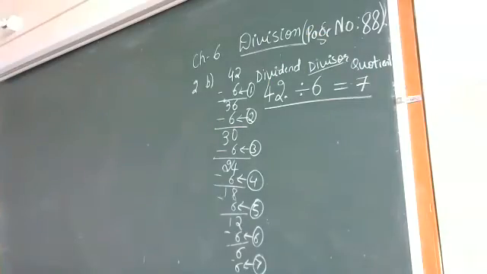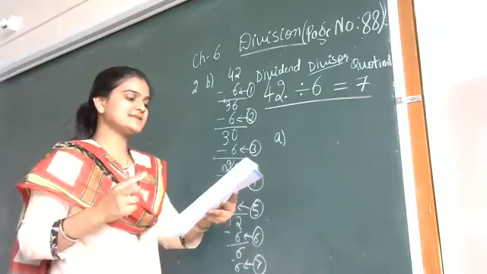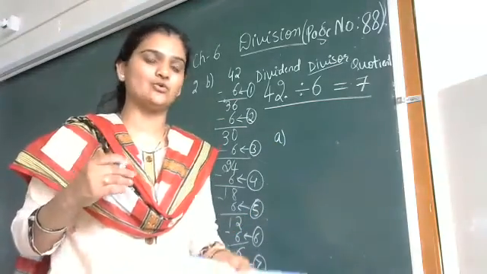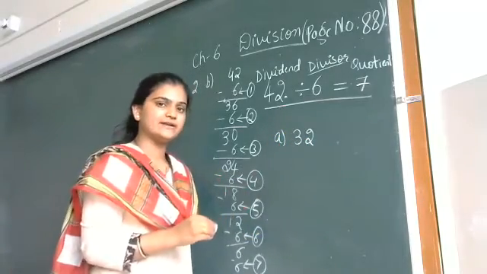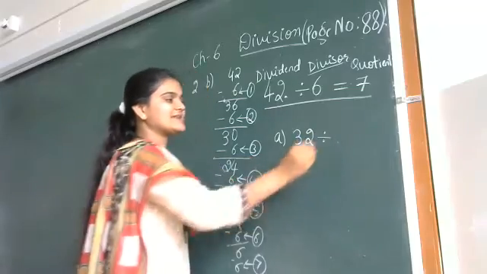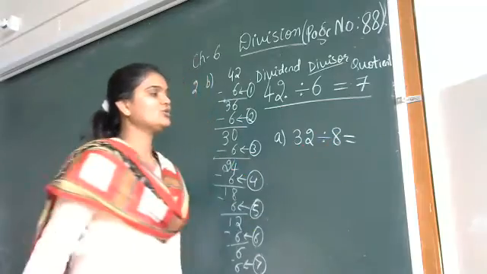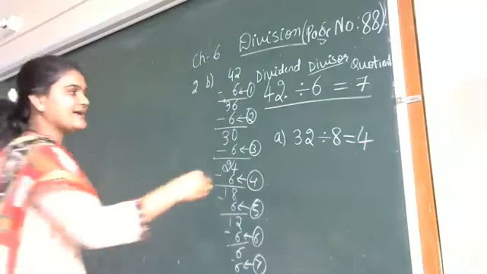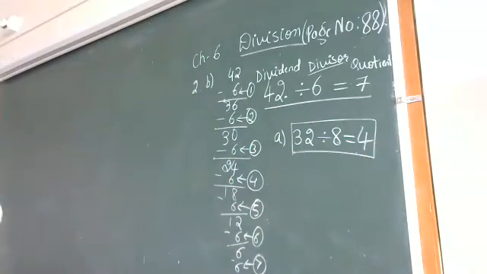First one, did you write? See here, the first one was 32 minus 8, 24 minus 8, 16 minus 8, 8 minus 8, 0. So what will be the dividend over there? 32 is our dividend. Put a division sign and write 8 is equal to 4. 4 is our quotient. Down they have given the blue color box. You will have to write it there.